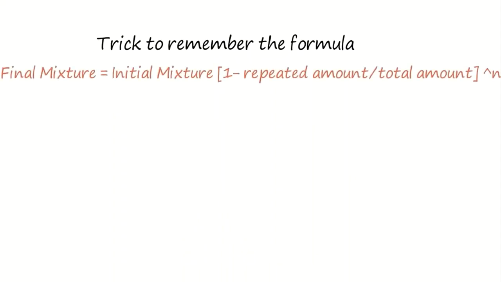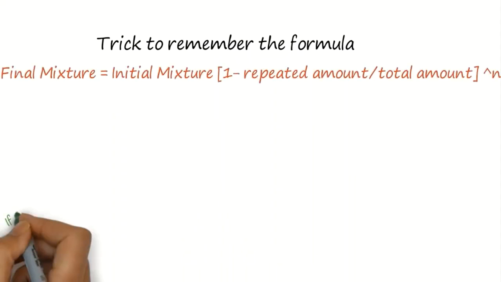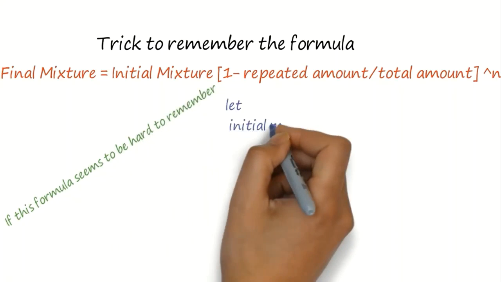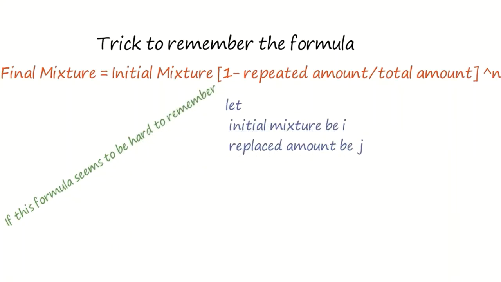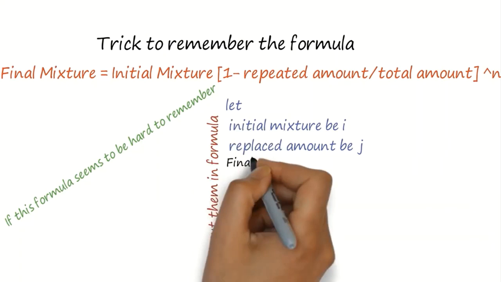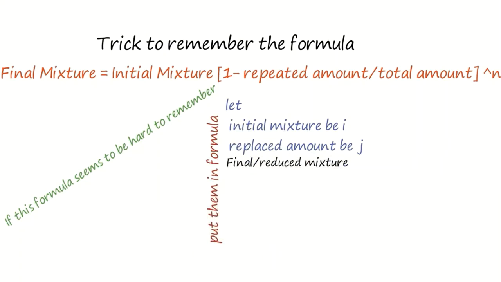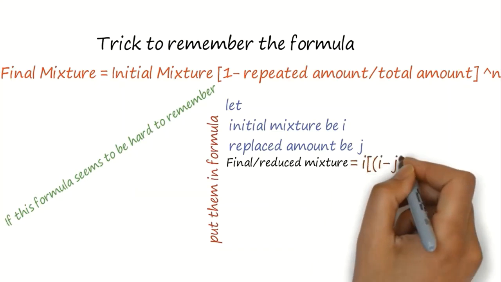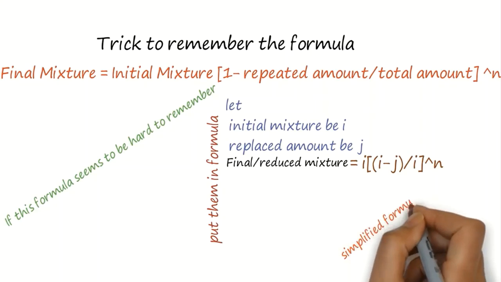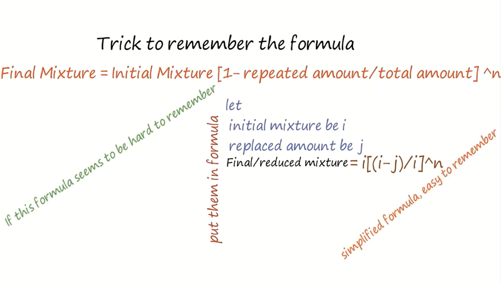The formula might seem to be a bit confusing or hard to remember. So, let us consider the initial mixture as I, the replaced amount as J, and if we put them in the formula, after simplification, the reduced mixture will be in the form ((I minus J) whole divided by I) to the power n multiplied by I. This is nothing but a simplified formula which is easy to remember.